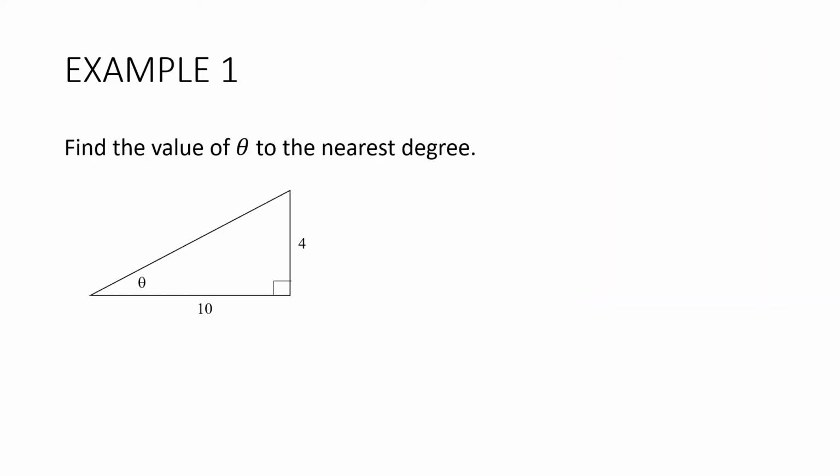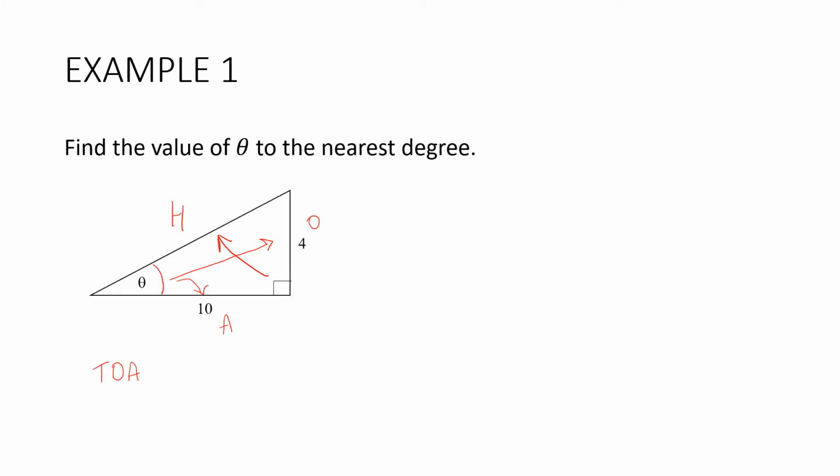So find the value of theta to the nearest degree. So just like before, we're going to label the sides. We're always going to start with the hypotenuse, which is opposite the right angle. So here's our hypotenuse here. Locate the angle. This time it's going to be a pronumeral. Opposite the angle is the opposite side, and next to the angle is the adjacent side. So we have got opposite and adjacent, which is SOHCAHTOA, it's tan.